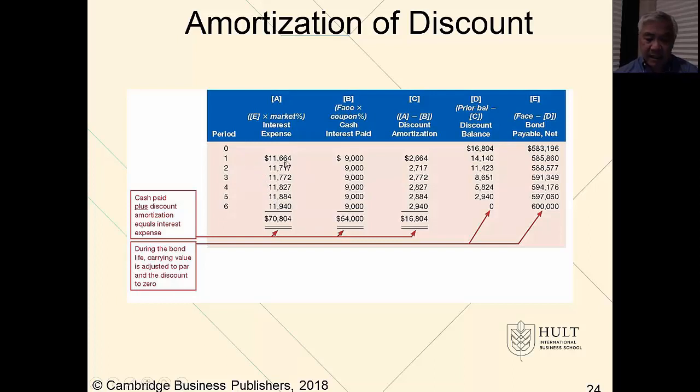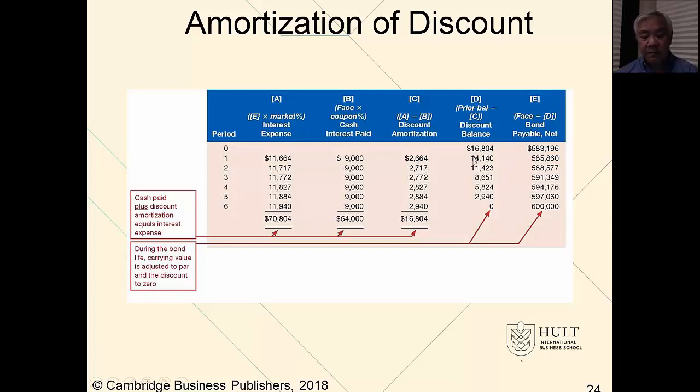The interest expense equals the net amount or the owed amount, this 583, times not the coupon rate, but the effective rate, that market rate. That is the 11,664. Now we paid a certain amount of cash. That's the coupon payment. That's 9,000. So the discount amortization is 2,664 in the first year.